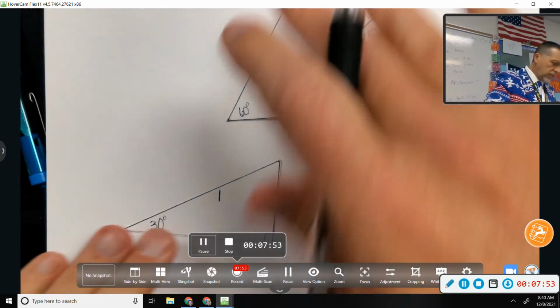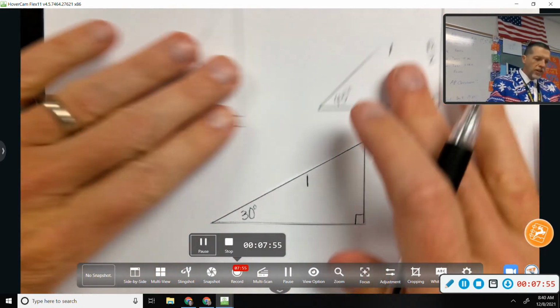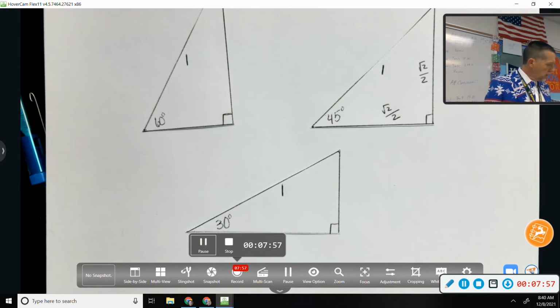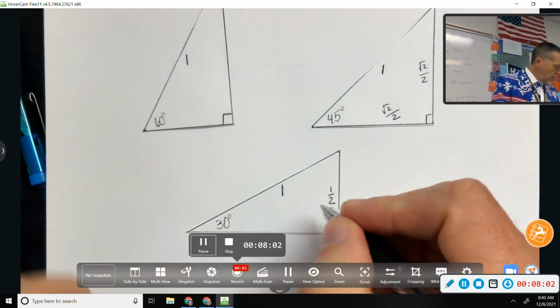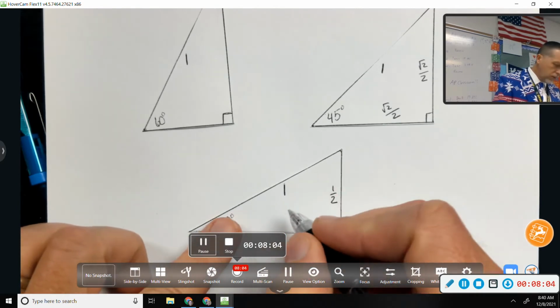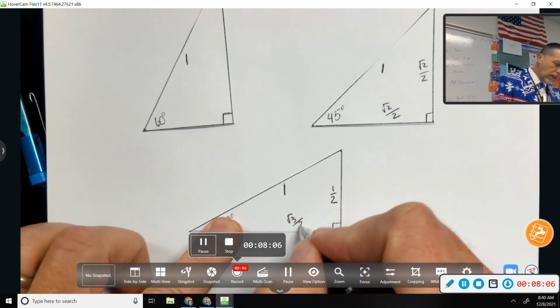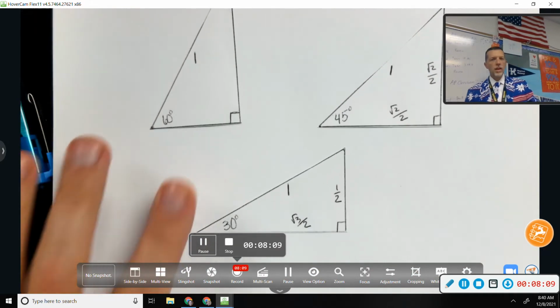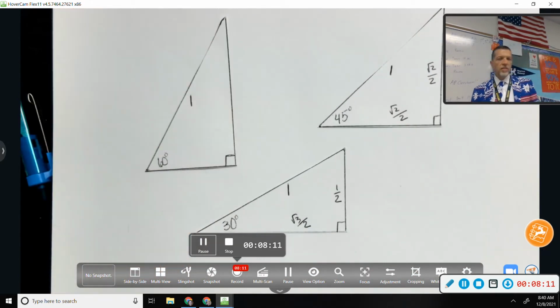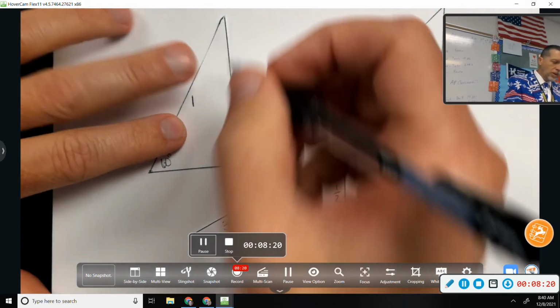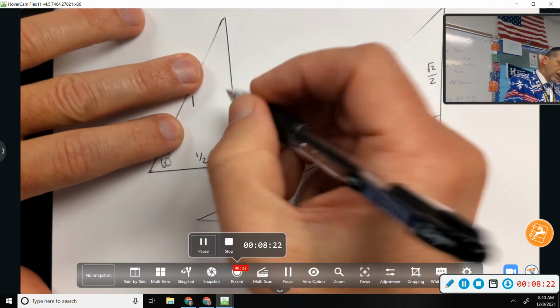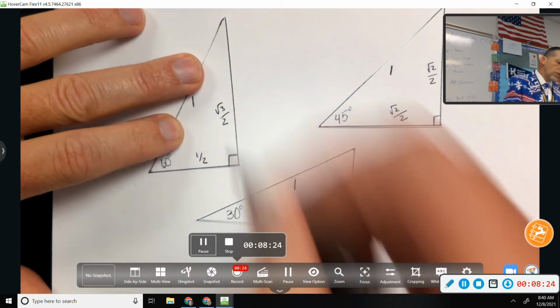And then the 30 triangle was the one before that. So I'm looking back at my notes. Across from 30 was 1/2, and across from 60 was root 3 over 2. And then that 60-degree triangle, it's really kind of the same as the 30-degree triangle, right? So it's got a different orientation, but across from 30 is 1/2, and across from 60 is still root 3 over 2.